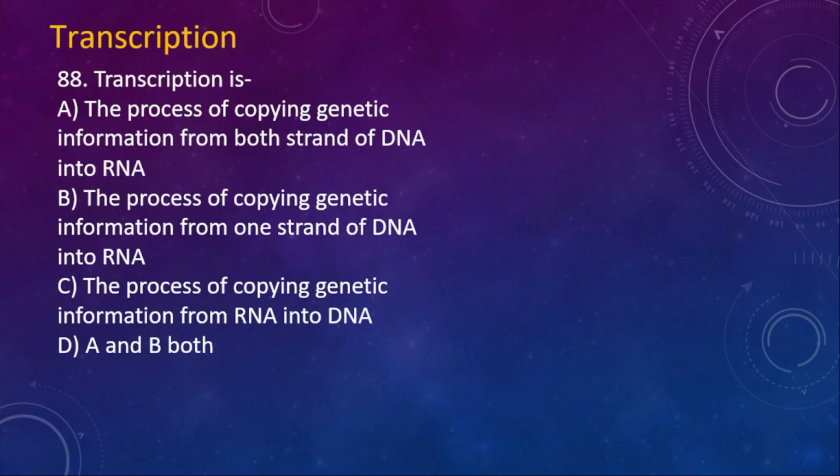88, from the transcription. Transcription is option A, the process of copying genetic information from both strands of DNA into the RNA. B, the process of copying genetic information from one strand of DNA into the RNA. This one is correct.